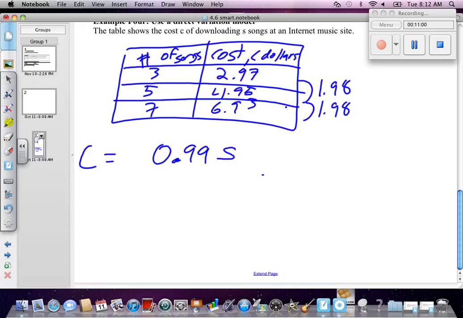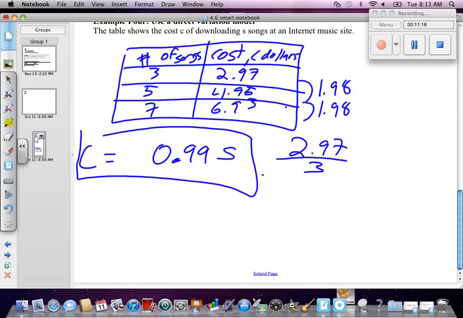So I found out that it went up $1.98 each time. So I was like, okay, it's the same each time. So let's figure out how much it costs per song. We did that by taking $2.97 and dividing it by 3. And we found out that that was 99 cents. So then we took it in our y equals mx plus b. We know if we got 0 songs, how much would it cost? 0. So I know each song costs 99 cents. Any questions about this?